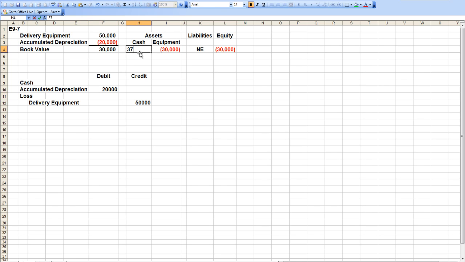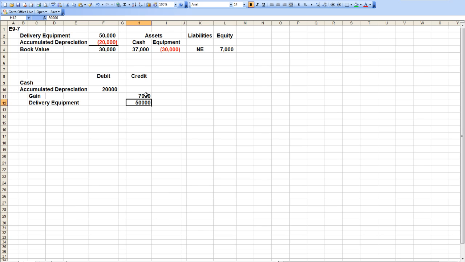Next one, we sell it and we get $37,000 for it. In this case, assets actually go up, because one asset goes down by 30, another one goes up by 37. So we're going to have an increase in equity of $7,000, and we're going to call that a gain. So let's get rid of our loss here. We're going to make a credit to a gain account.